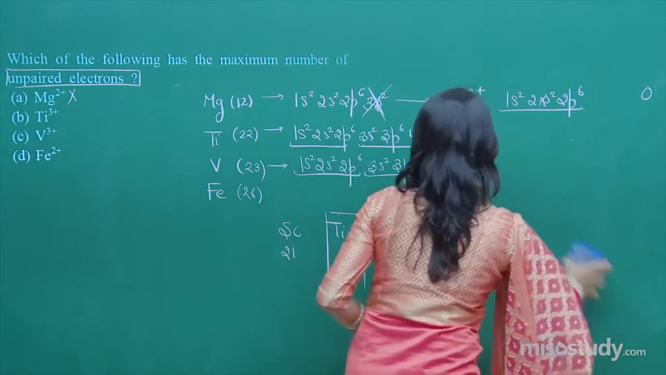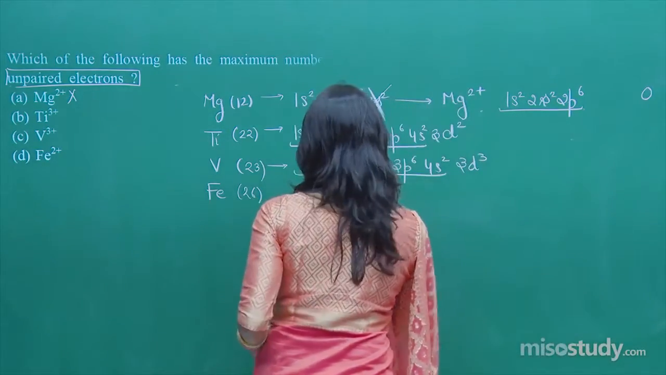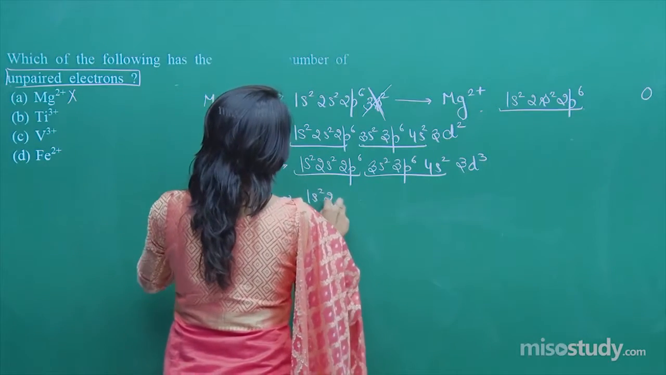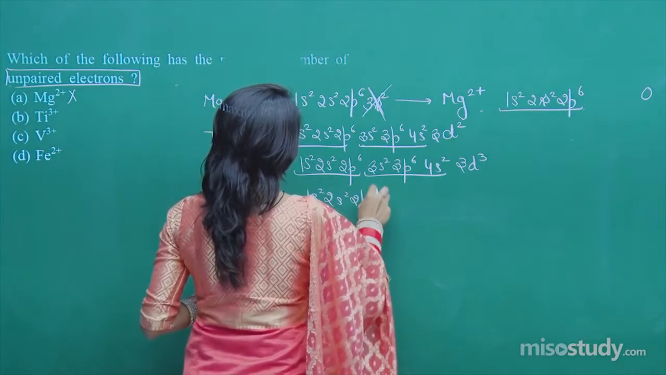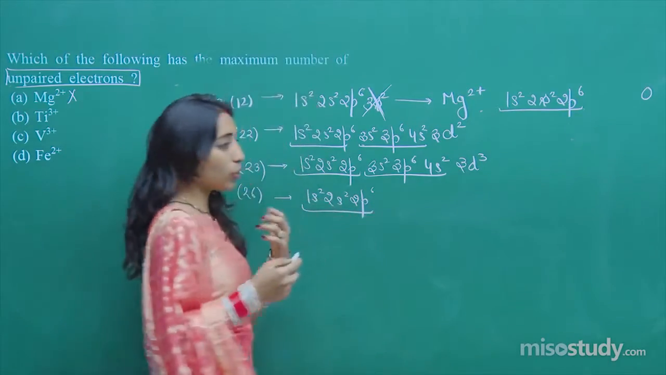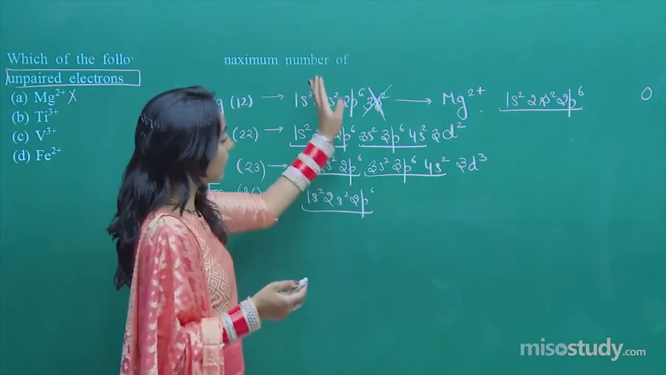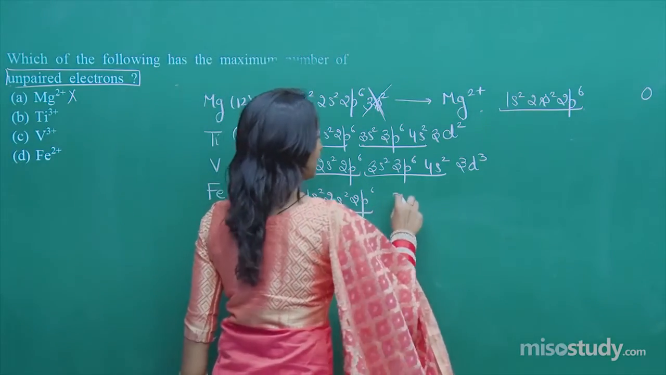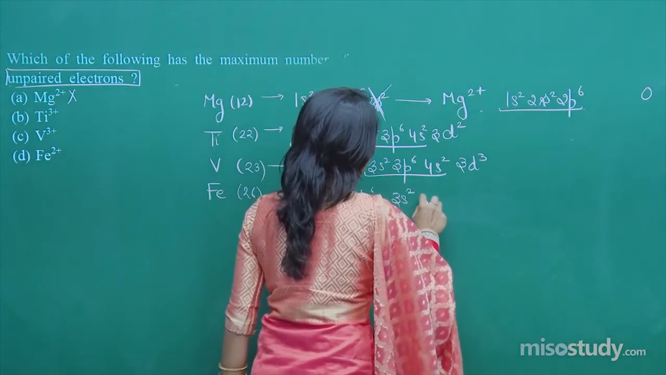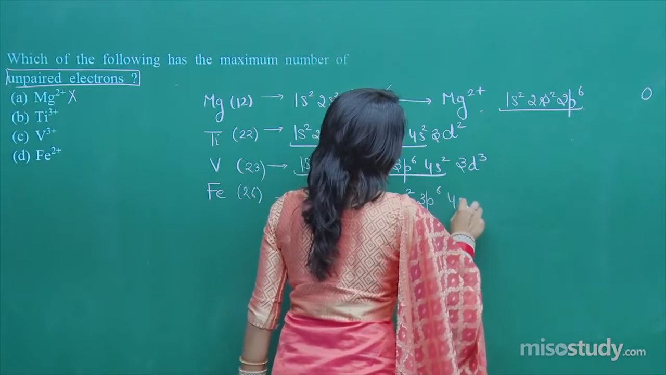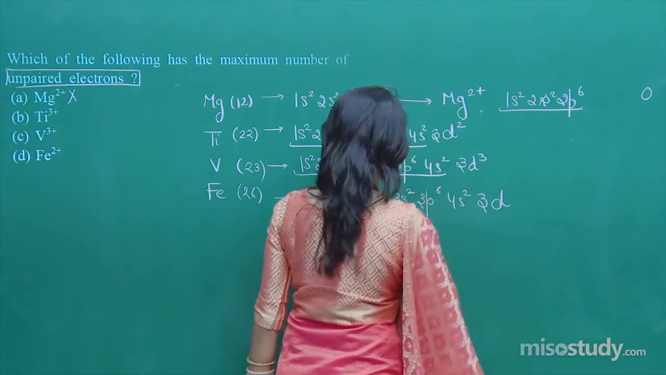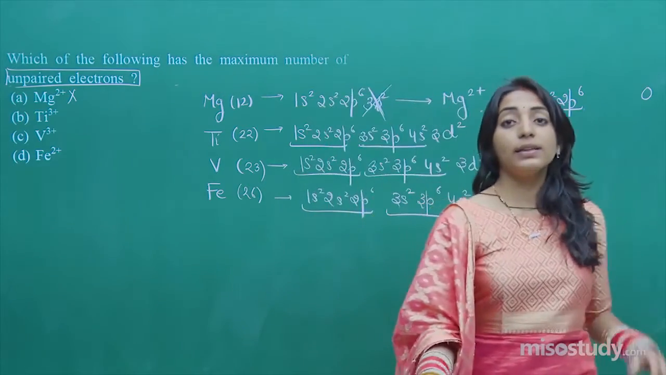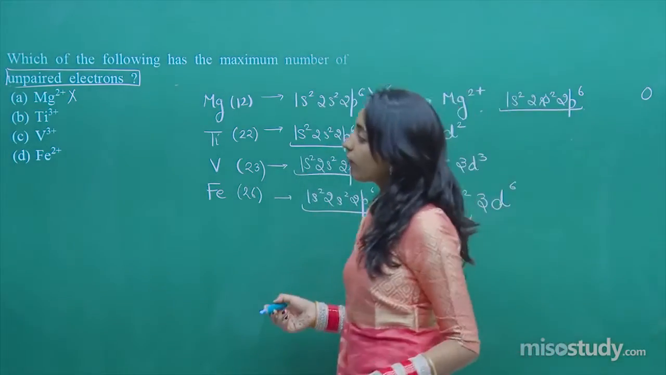Now moving on to the electronic configuration of iron. So iron will again be 1s2, 2s2, 2p6. If you don't want to write, you can skip writing this 1s2, 2s2, 2p6. This is easy. But still I have to explain it, so I am explaining the details. 3s2, 3p6, 4s2, 3d6. Okay.